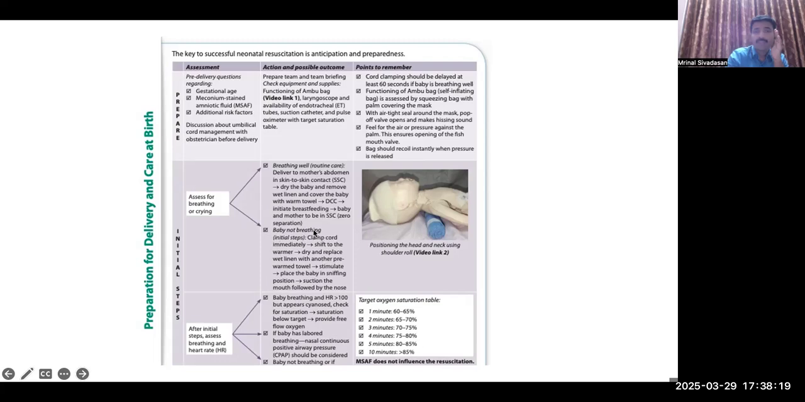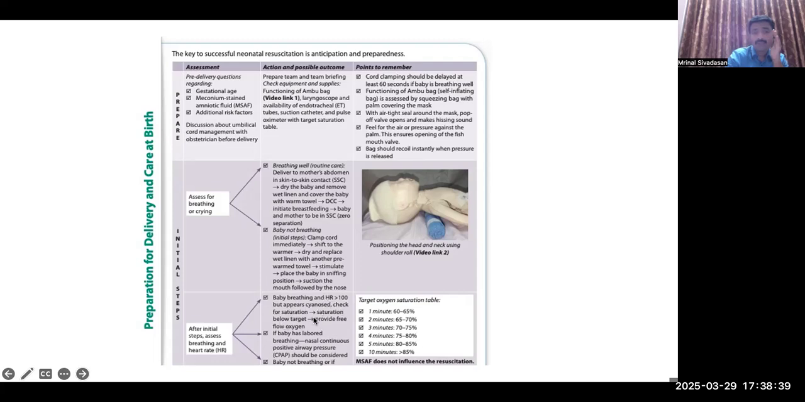If the baby is not breathing, then do the initial steps: clamp and cut the cord immediately, shift the baby to the warmer, dry, and replace the wet linen with another pre-warmed towel, stimulate, and place the baby in the sniffing position and suction the mouth, followed by the nose. After the initial steps, assess the heart rate and the breathing.